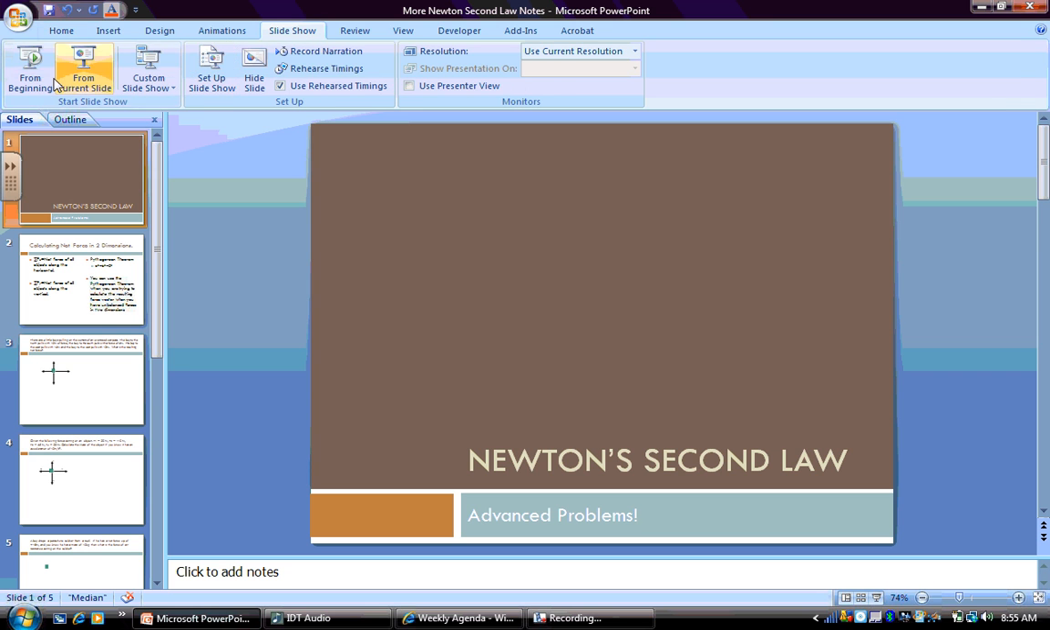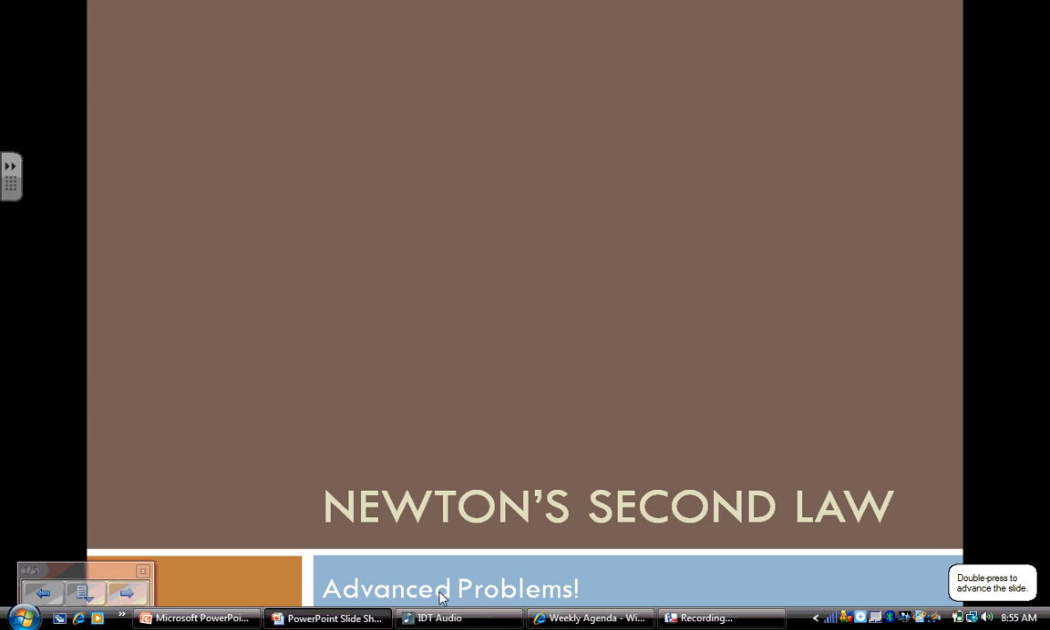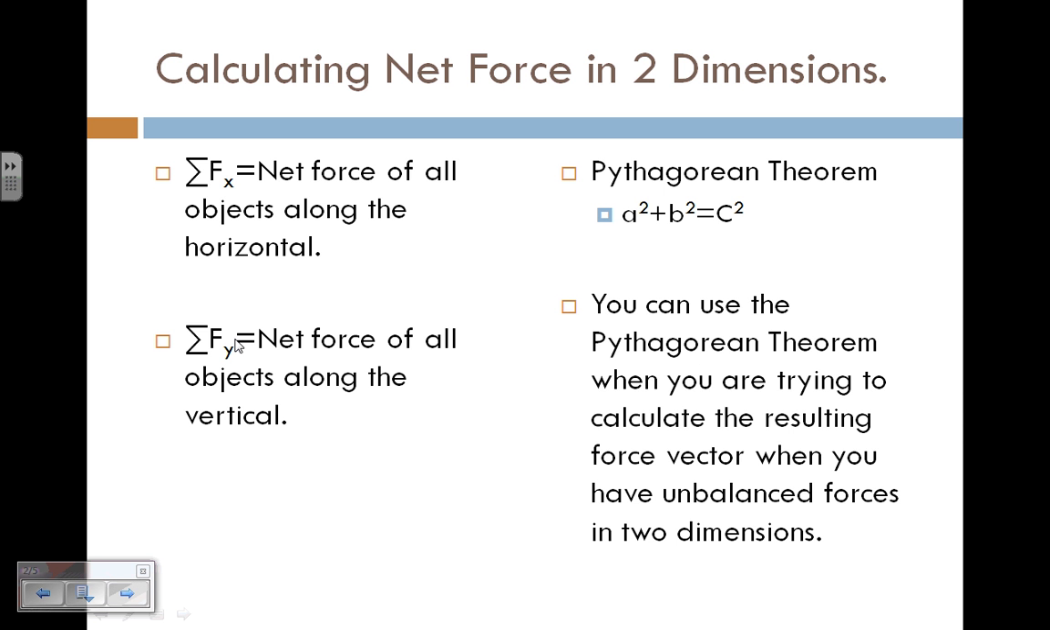Now, over here, if you click on the PowerPoint, let's go ahead and start the notes. So again, these are over Newton's second law. They're a little bit more advanced because we'll be discussing force in two dimensions. The important thing to know about force in two dimensions is that you're going to have to calculate the net force in an x direction and a y direction. So the net force, or the sum of all forces in x, is going to be the net force for all objects along the horizontal. Okay, so there's going to be left and right type forces if you were to draw them on your paper. The sum of all forces on the y will be the net force of all objects along the vertical axis, up and down.